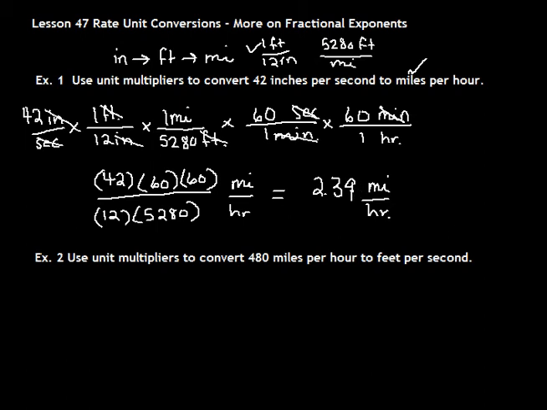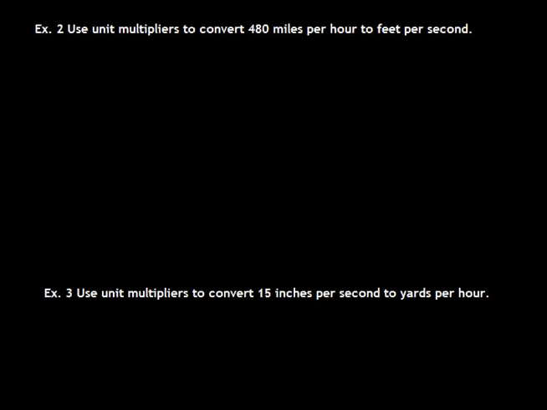Let's try another one. Use unit multipliers to convert 480 miles per hour to feet per second. This looks like the same thing. So miles per hour to feet per second.